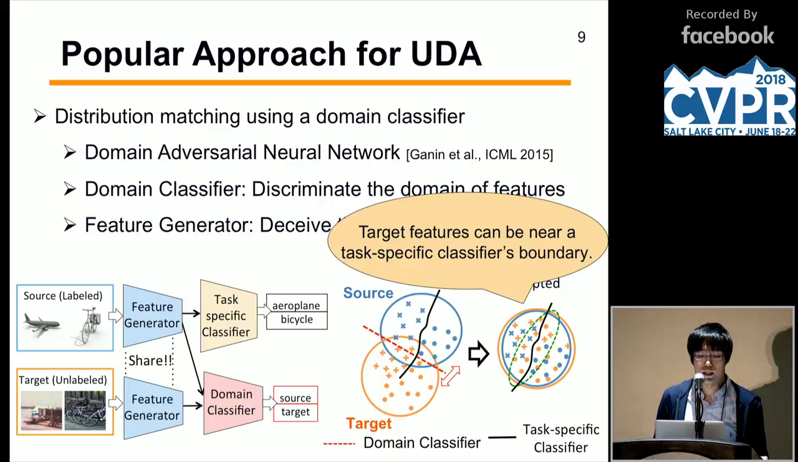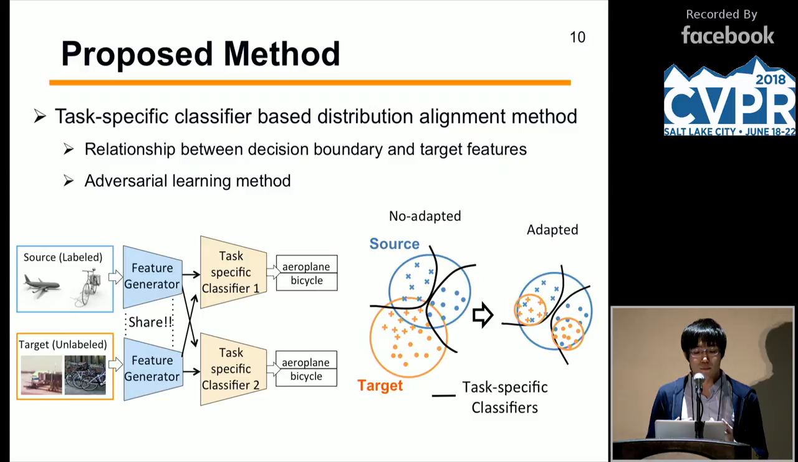So we propose a distribution alignment method using task-specific classifiers. We aim to account for the relationship between the task-specific classifier decision boundary and target features, and we aim to extract discriminative features useful for classification. Our method is a new adversarial learning method for unsupervised domain adaptation.